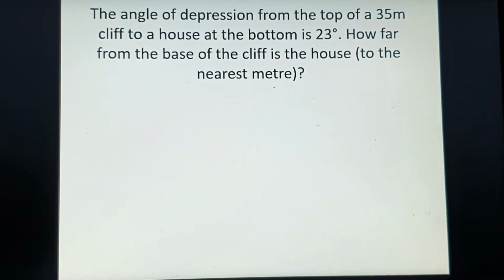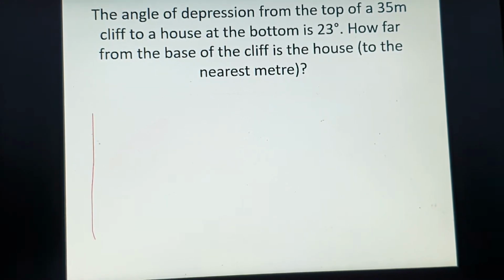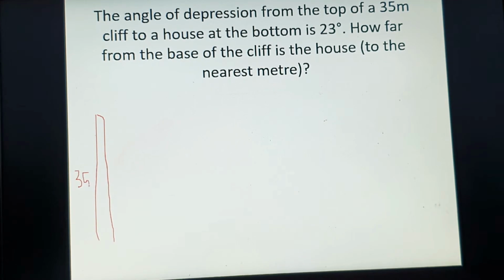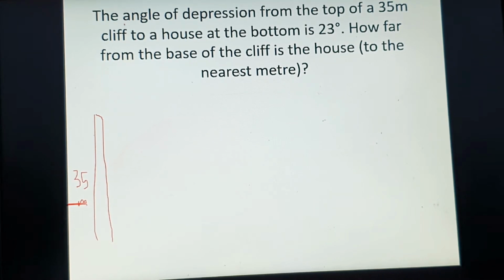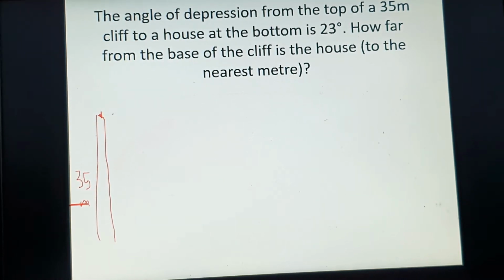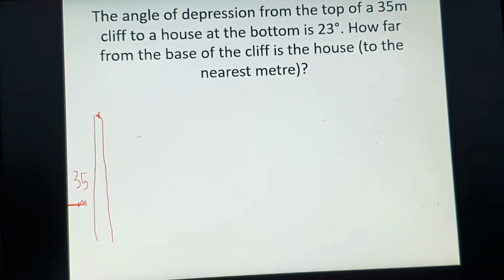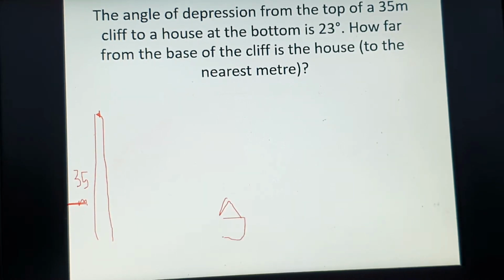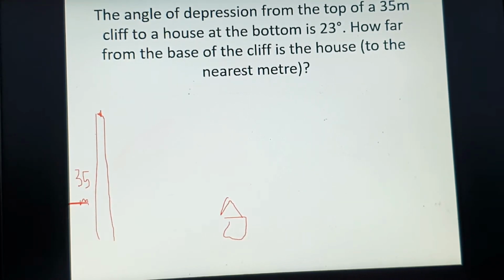So let's draw out what we've got, and let's hope my pointer works. So I've got a tower. Okay, this is my tower, and this tower is 35 meters tall. And it says the angle of depression from the top of the tower. So if you were looking from the top of the tower, sorry, it's a cliff, my bad. So it's a 35-meter cliff, and you're looking down at a house at the bottom. So we've got a house at the bottom. And the angle of depression from the top of this cliff down to the house is 23 degrees. It's asking for the base of the cliff.